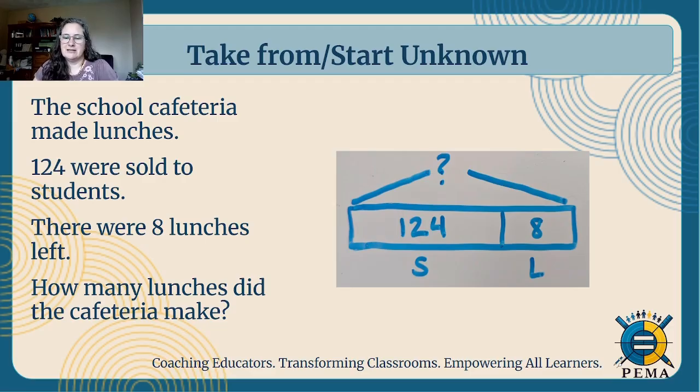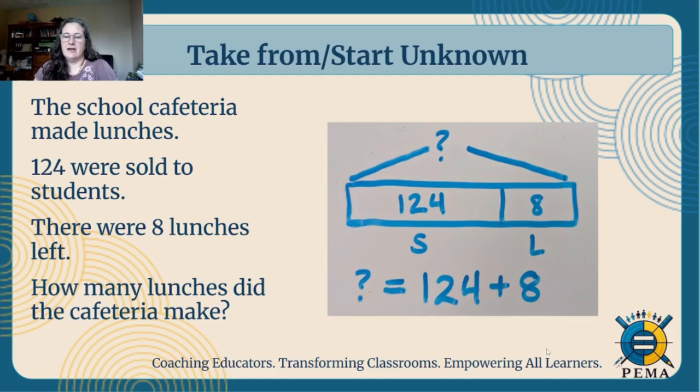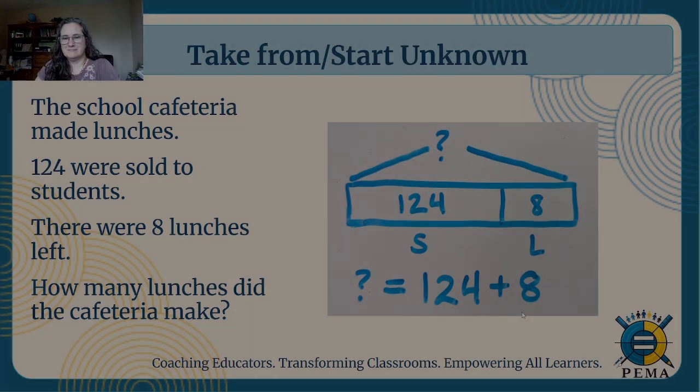The question in this scenario is asking, how many lunches did the cafeteria make? So how many did they make to start with? I know that some mystery number of lunches is equal to the 124 lunches that were sold and the 8 that were left over. So this is a possible equation.